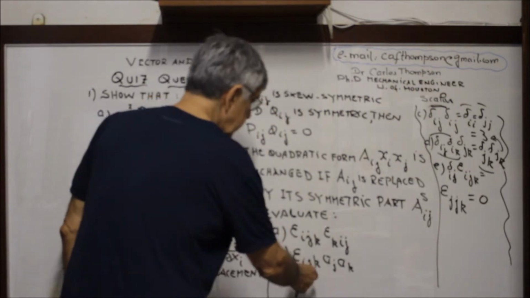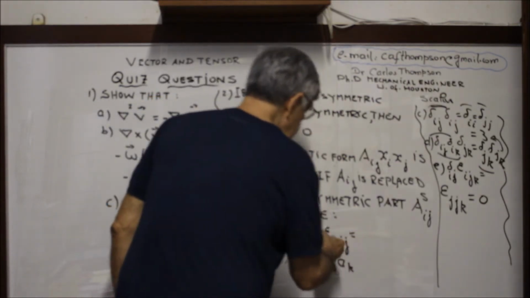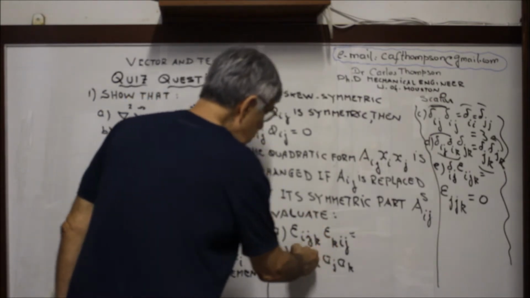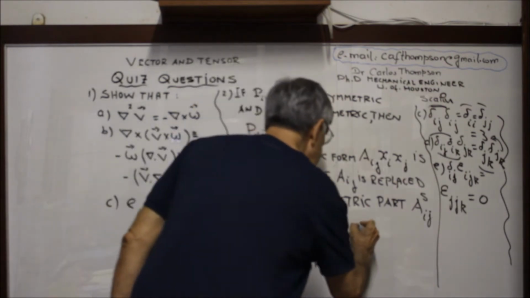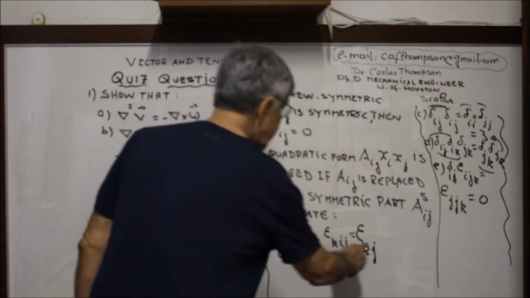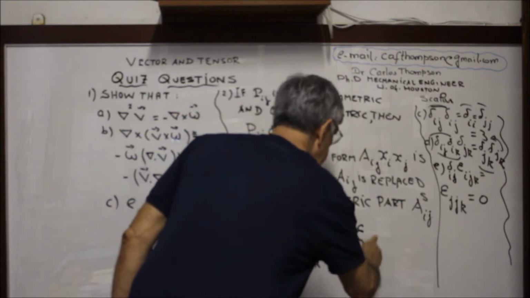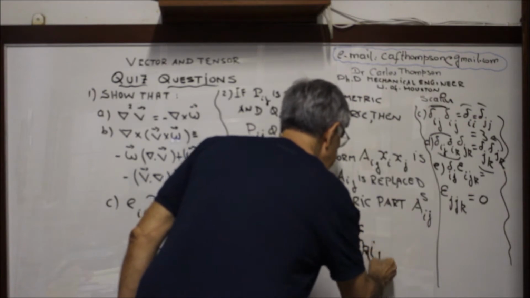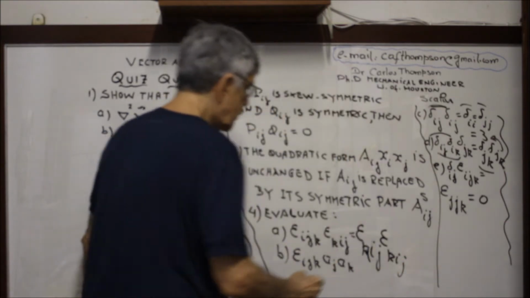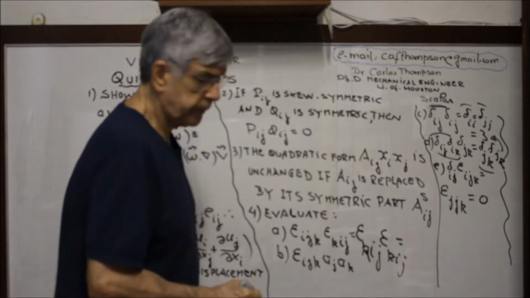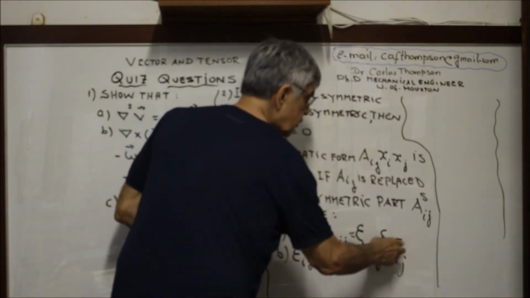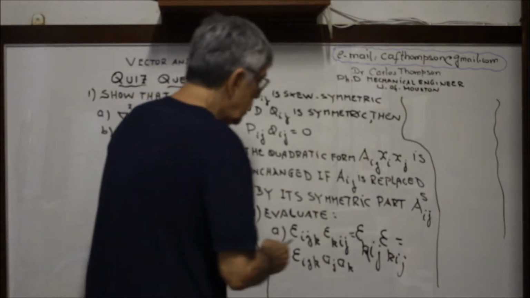Now let's do this one over here. You see this k over here? I move once, move twice. So this is equal to epsilon kij, and epsilon kij. So let's put it over here. You see, k is dummy, i is dummy, j is dummy. So this is a number, this is a scalar.